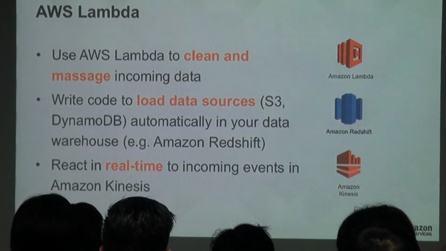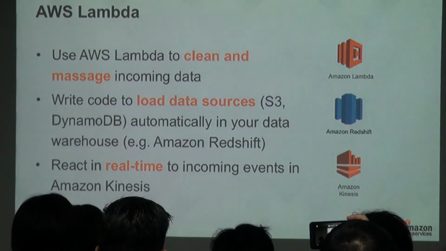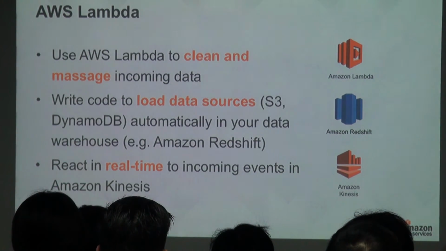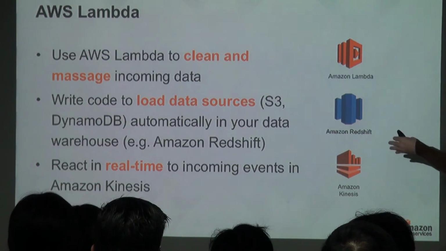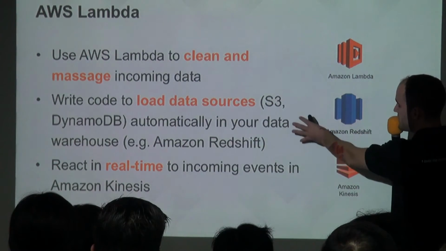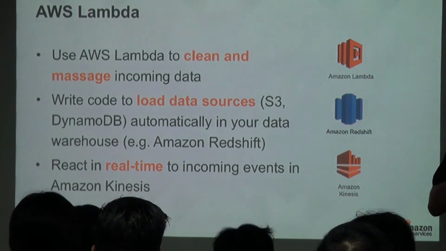I would use Lambda to clean and massage my incoming data. If I do log rotations and I put log files into an S3 bucket, then you can create a trigger: every time a new log file is in my S3 bucket, call that Lambda function. The Lambda function could open the log file, maybe it's a zipped log file, unzip it, do some simple aggregation, push it somewhere else, massage it, remove things that you don't want to have. A great way to also say, I want to load things into my data warehouse periodically as they appear. Lambda could be used for that.